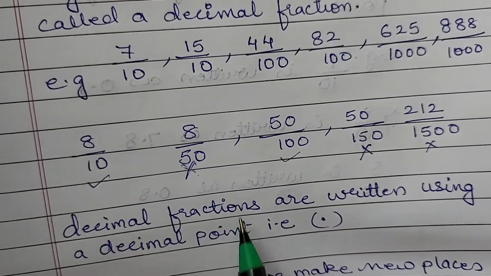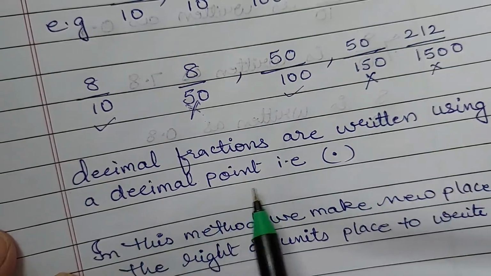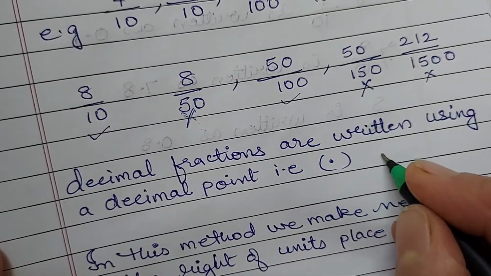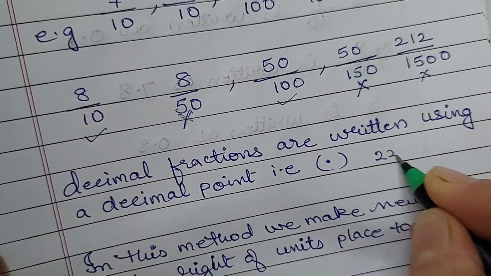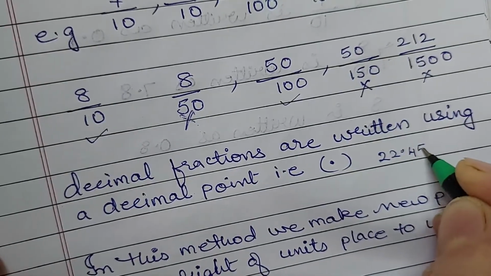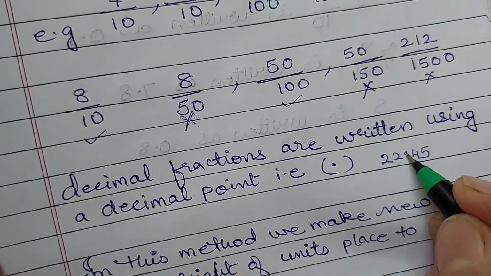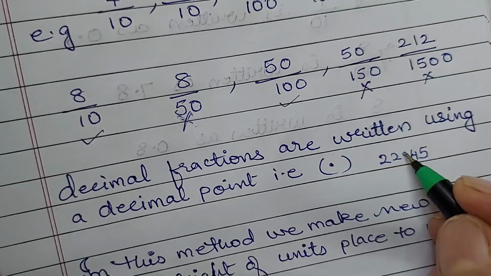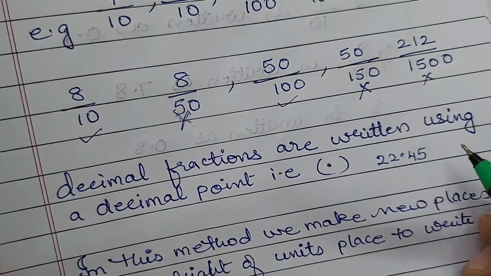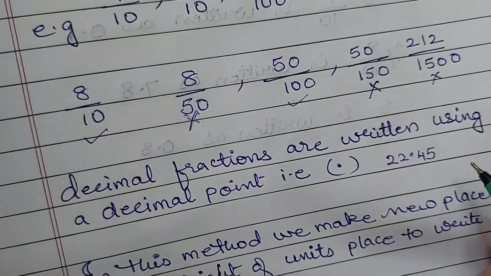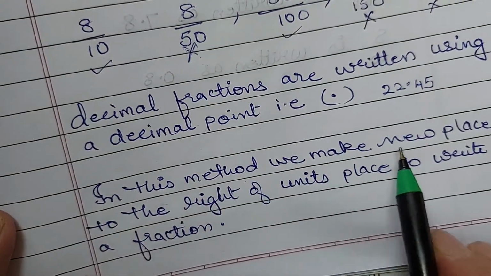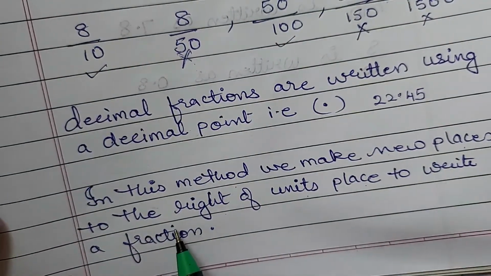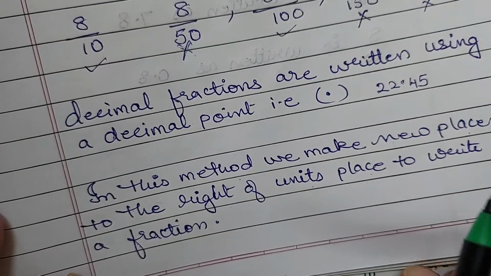Decimal fractions are written using a decimal point, that is point. Okay, when we write a number, supposing this is 22.45, you can tell the number is written as a decimal number. Now this is not a fraction, but a decimal point is used. Right children? A fraction, you know, has a numerator and denominator. Now in this method, we make new places to the right side of the unit place to write a fraction. Right side of a unit's place means what?